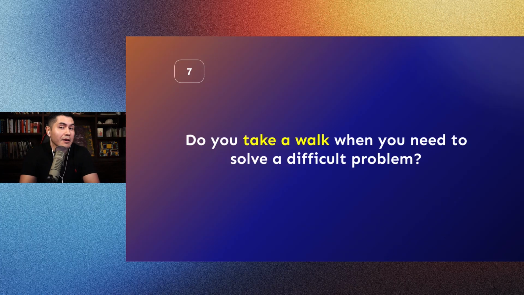But it definitely helps me to take a walk. Oh, sometimes I also take a drive. So maybe some of you take a drive to really think about problems, think of solutions.